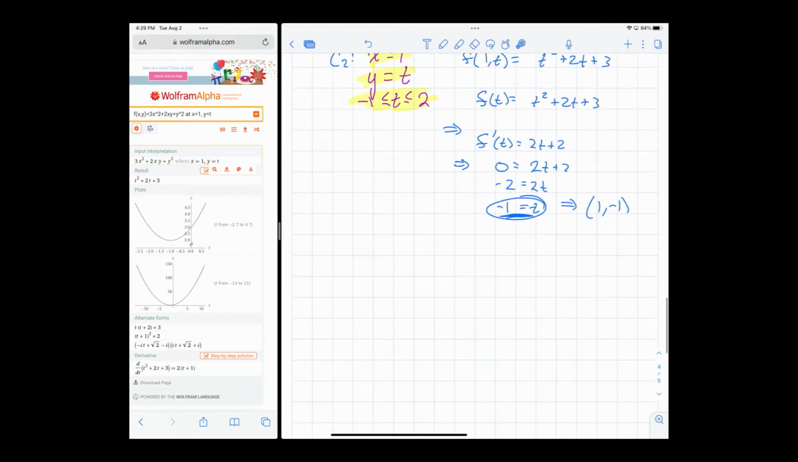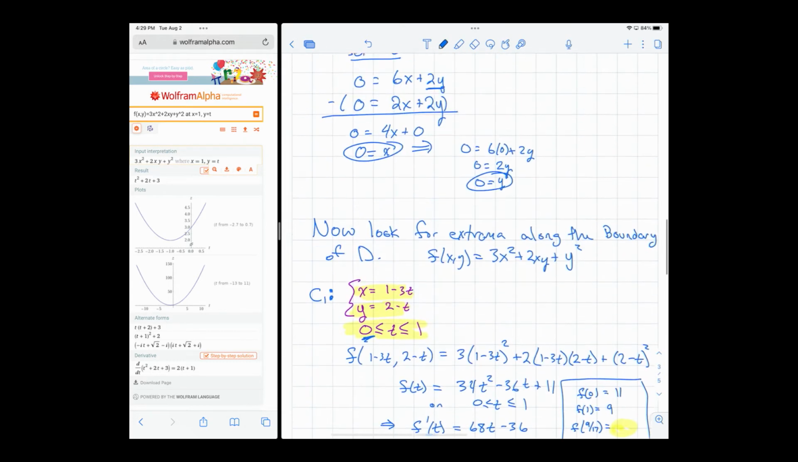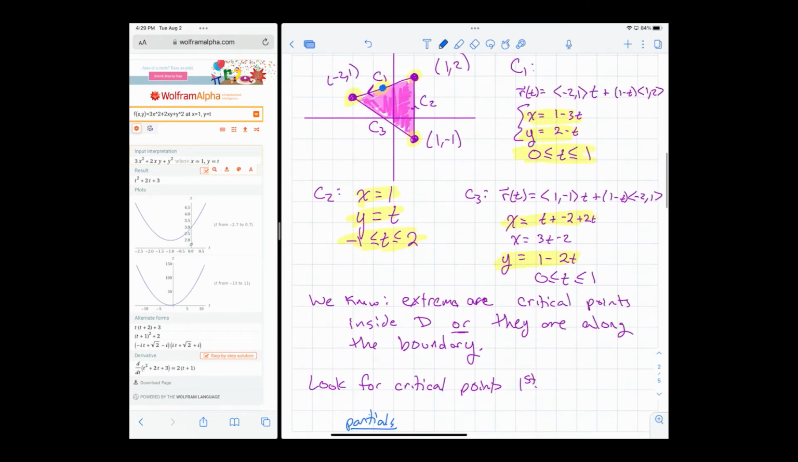Okay, now C3. So let's grab the C3 from here.